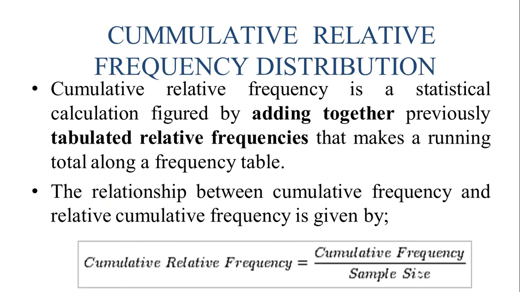Cumulative relative frequency distribution. A cumulative relative frequency is a statistical calculation figured by adding together previously tabulated relative frequencies that makes a running total along a frequency table. The relationship between cumulative frequency and relative cumulative frequency is given by this equation. Here, cumulative relative frequency is equal to cumulative frequency upon sample size.